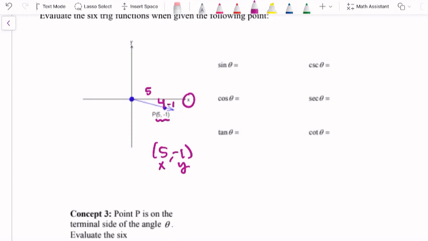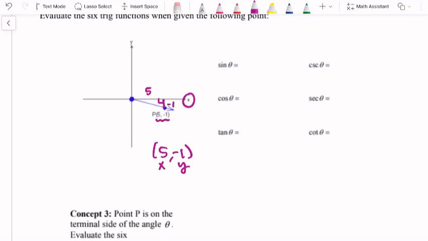Now I know what you're thinking: we can't have negative side lengths of a triangle. In this case, now that we're on the coordinate plane, we actually can, because we're not talking about a standalone triangle. We're talking about a triangle that is formed by this point, and so that negative is going to be important. So throw out everything you thought you knew about a triangle. We can have negative legs now.